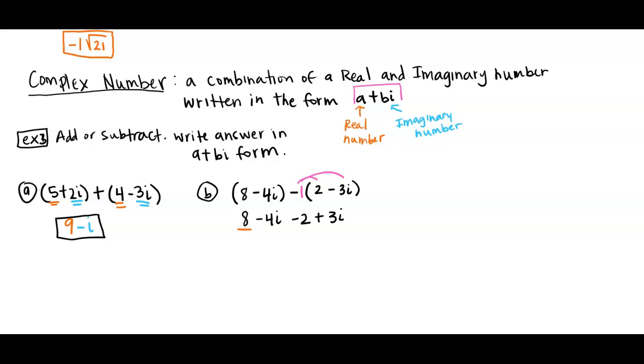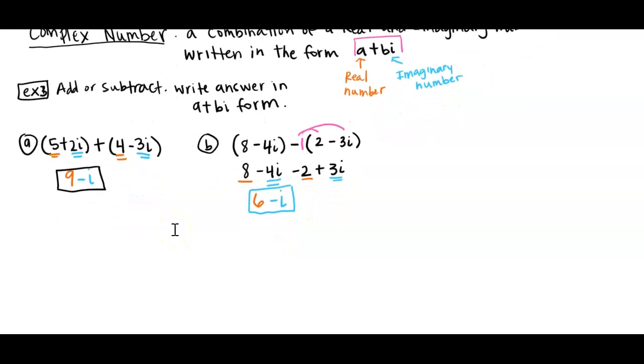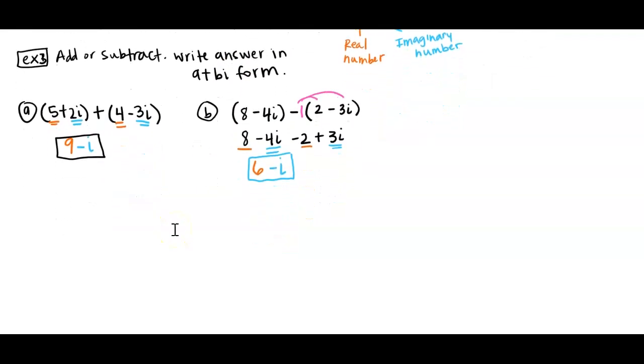So my real number part, 8 minus 2 gives me 6. And then my imaginary number parts, negative 4i plus 3i gives me a negative i. Or you can put negative 1i if you want to. But that would be our answer there. Okay, questions on adding and subtracting complex numbers?